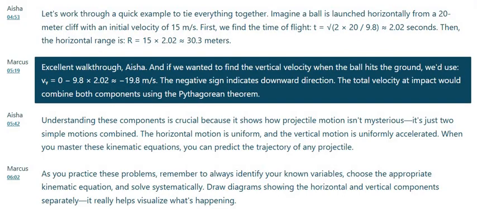Excellent walkthrough, Aisha. And if we wanted to find the vertical velocity when the ball hits the ground, we'd use vy equals 0 minus 9.8 times 2.02, approximately negative 19.8 meters per second. The negative sign indicates downward direction. The total velocity at impact would combine both components using the Pythagorean theorem.